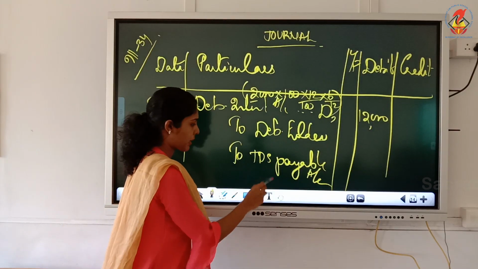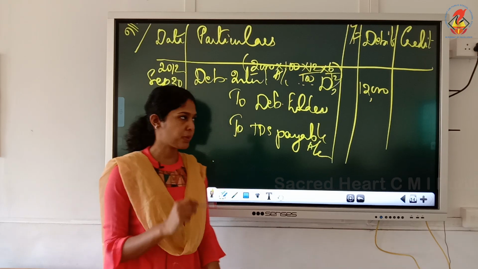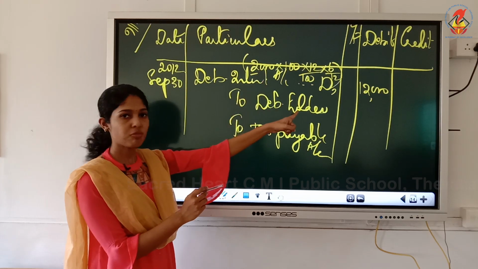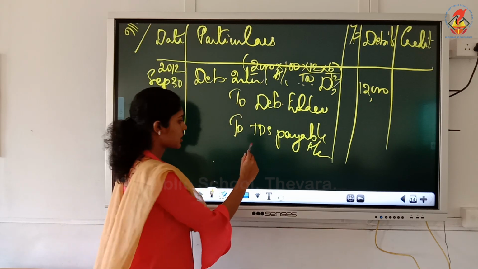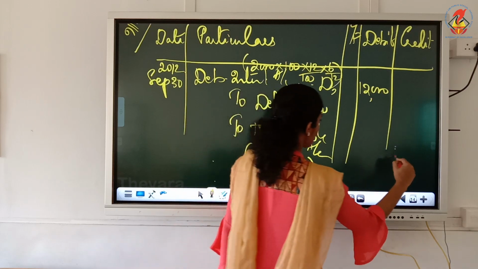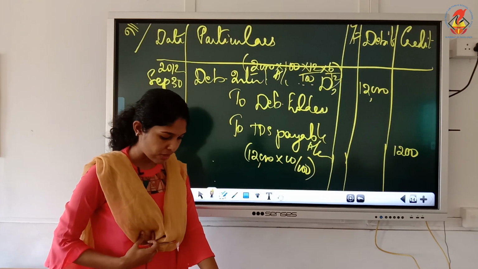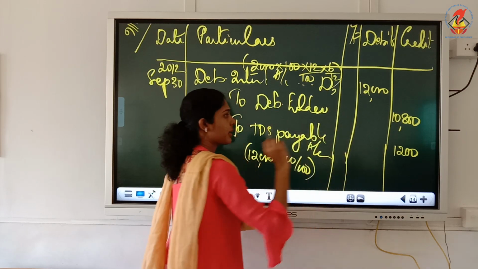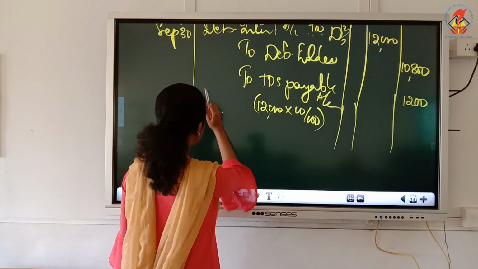Now you write TDS payable. What is the TDS rate? Tax deducted at source 10%. The tax you must compute on the interest, because this is the income for debenture holders, this interest. So tax you have to compute on this interest. Interest is 12,000. On that compute tax of 10%, that is 1,200 is your tax payable. The balance you can write for debenture holders, that is 10,800. 12,000 minus 1,200, you can write to debenture holders.